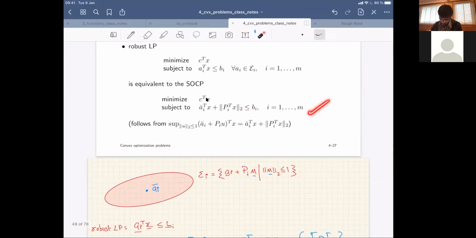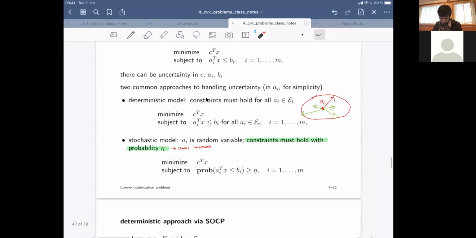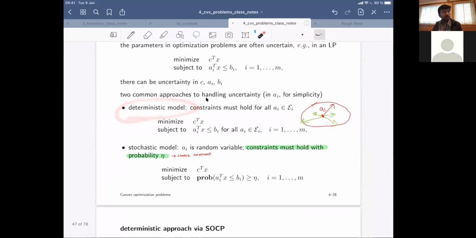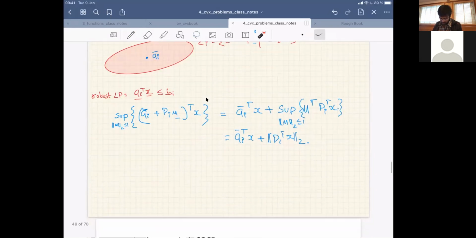So this is it. So now what we saw is that we have an LP where there is an uncertainty. We don't know a_i for sure, right? So that we rewrote like this. Now it's an SOCP framework. So this is one way to do this. That is our deterministic approach. Now we'll see what the stochastic approach is in this case.